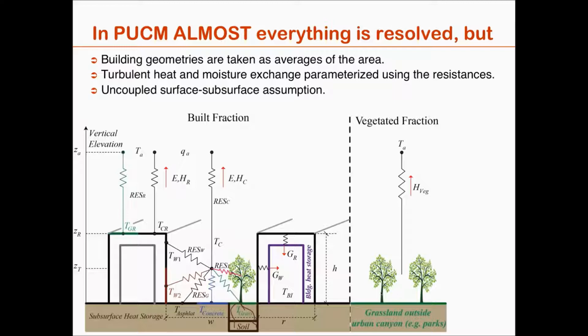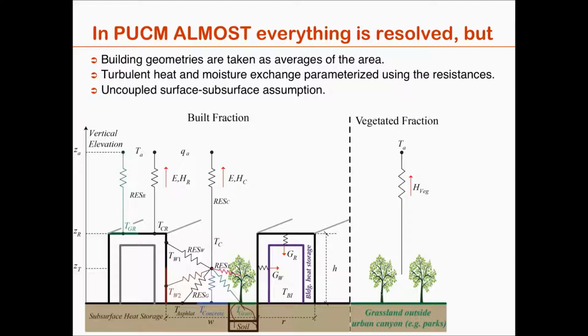Still, while a lot of these subgrid scale or small scale physics are now resolved with the PUCM framework, there are still some simplifications that we're going to try to tackle in the current project. First, building geometries are taken as averages over the area. The mosaic approach helps you a lot with that, because now you only need to assume the building properties are homogeneous over 30 by 30 meters rather than over 1 by 1 kilometer. That helps, but we're still trying to look at how the variability of building heights influences the urban environment.